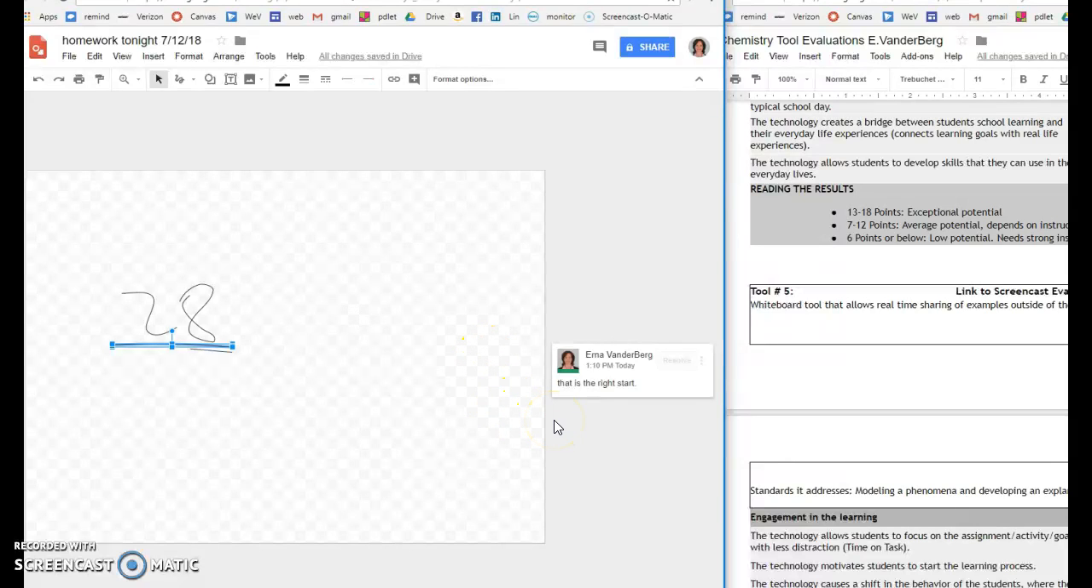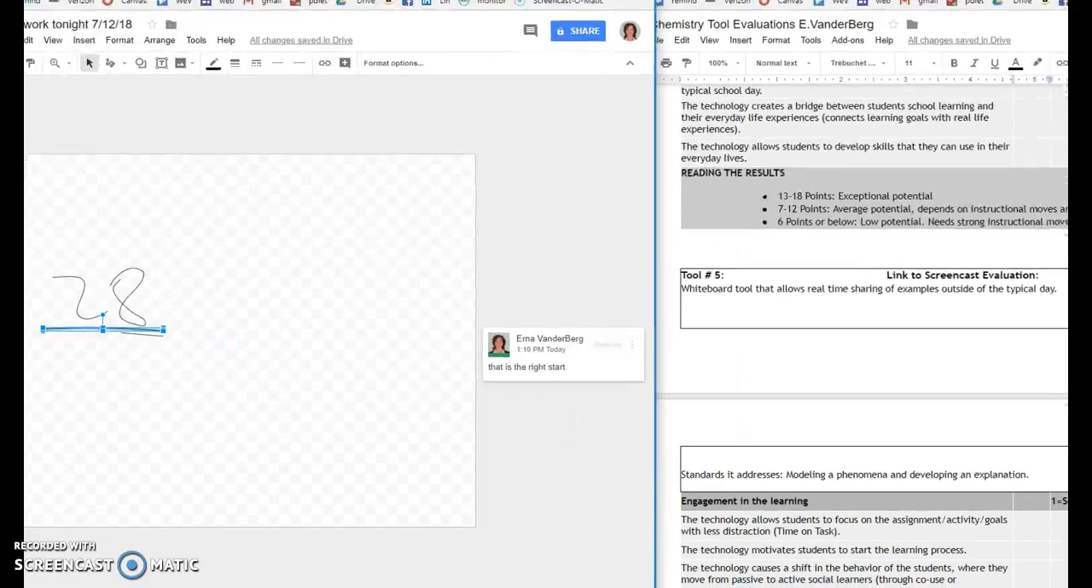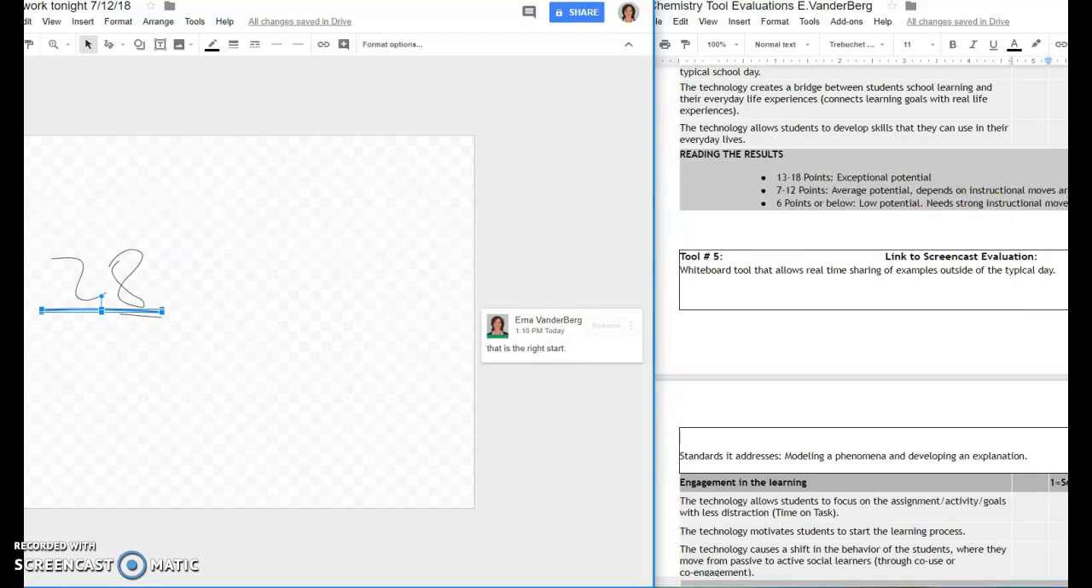So I look forward to hearing your input and suggestions on what I could use for this tool 5.